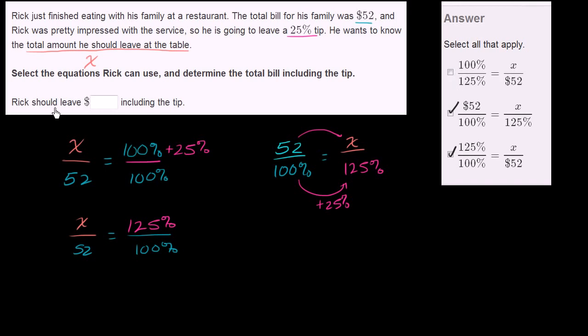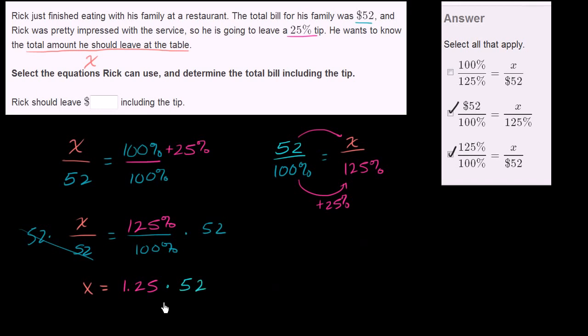But either way, our last thing to do is actually to figure out how much Rick should leave. So we need to actually solve for X. And we could go back to this original equation here. And if we multiply both sides by 52, we get X is equal to 125% divided by 100%, which is 1.25, times 52. And then I could just multiply that.